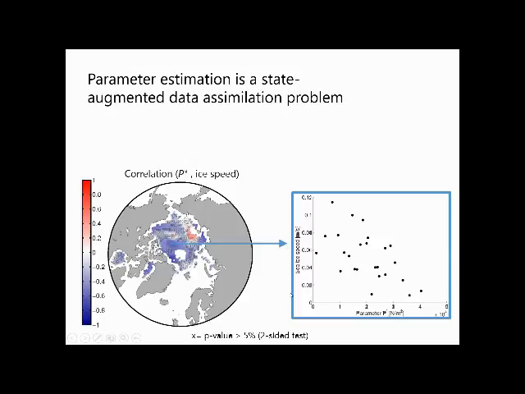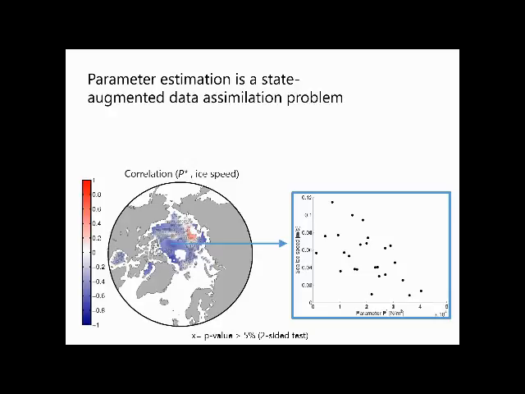And on the right, you can see the relationship between this parameter P star on the x-axis, with some variable of the model that we can observe. So you see that there is a negative relationship between the parameter and the speed of sea ice at one grid point. And the idea here is that data assimilation also can help.